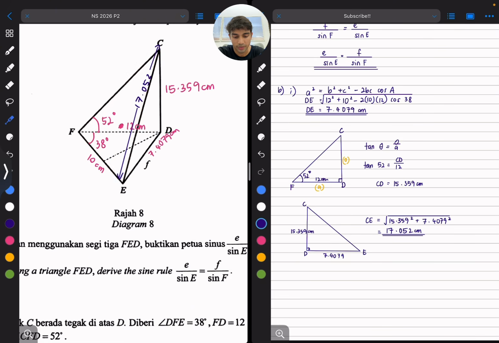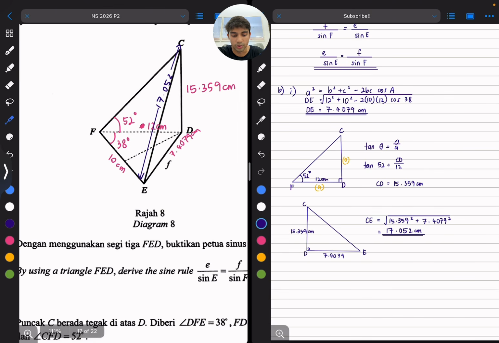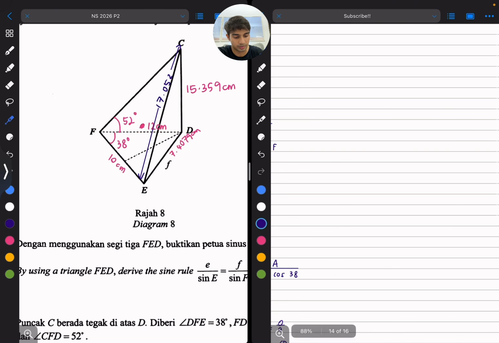So to solve this, we look at this triangle. We have two pieces of information on it, so we cannot solve that one. So we try to get more information. We can use the help of the back triangle. Since this is a right angle triangle, we have this length, we have this length, we can easily find the length of CF. Let's do it here. So CF is the hypotenuse, right? So a square plus b square. So it's the square root of 15.359 square plus 12 square.